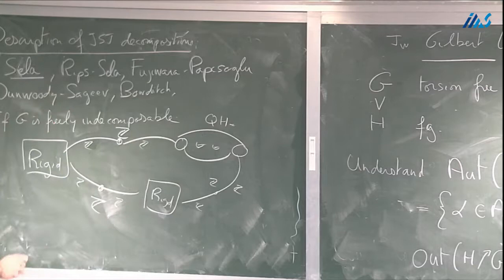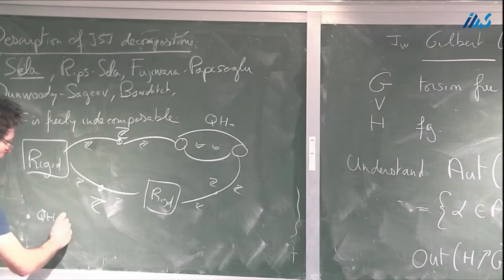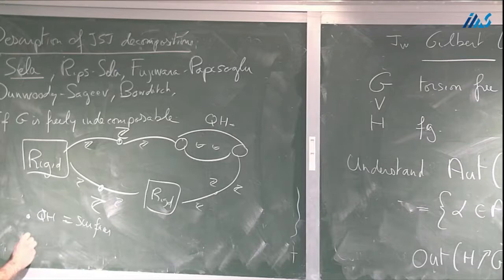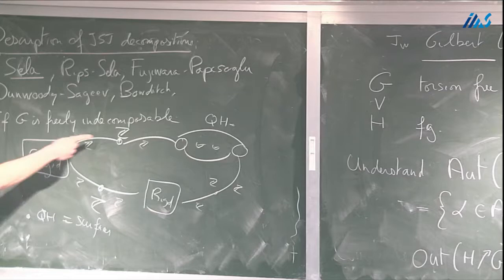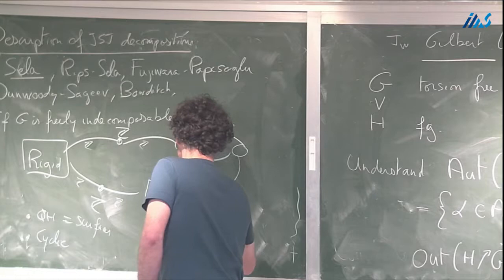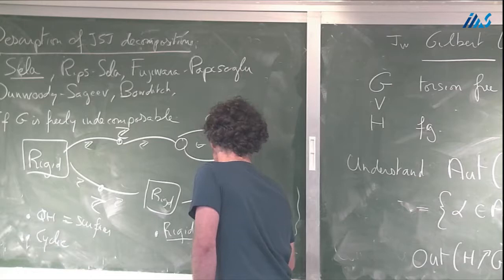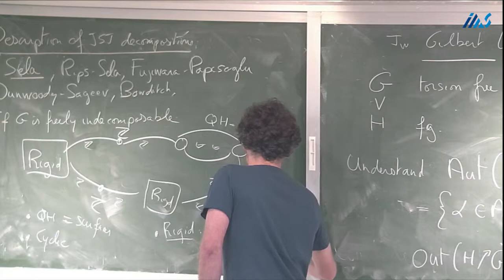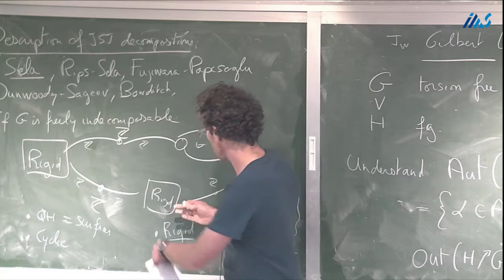So there are three kinds of vertices. QH are surfaces, attached to the rest through the boundary components. There are cyclic groups, which are just cyclic, and the third category is rigid, and rigid just means there is no further splitting. Further means you cannot refine this splitting at a rigid vertex. That's the meaning.